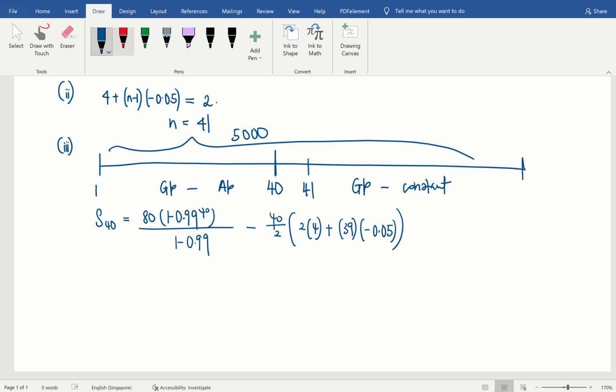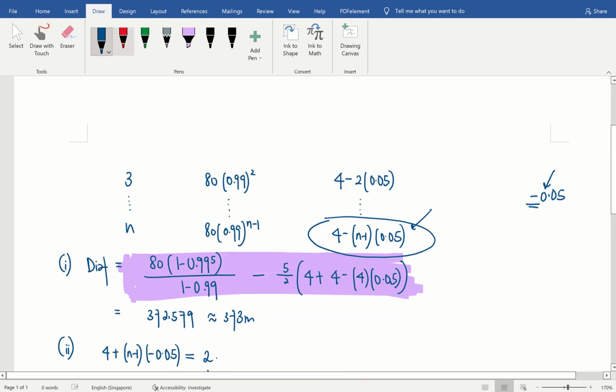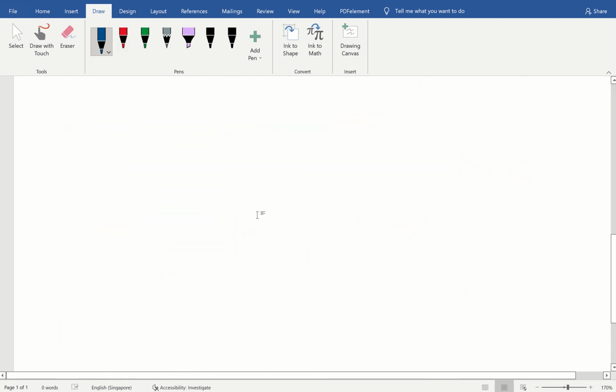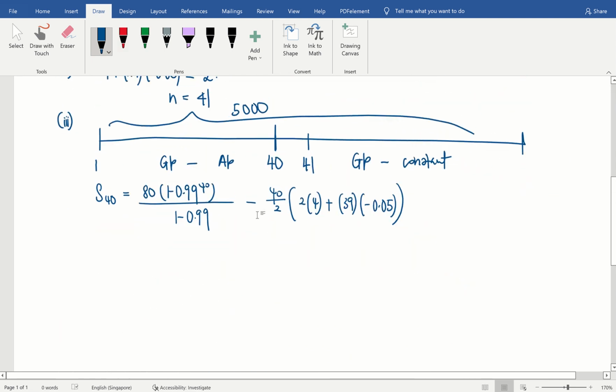Okay, what is the minus 0.05? The common difference is negative, remember? I used the 2a plus n minus 1 d. Go to your progression above. Remember the waves got weaker? d here is negative 0.05. Yeah, be very careful on some little things in there. Makes a lot of difference to your answer. 2527.2259.